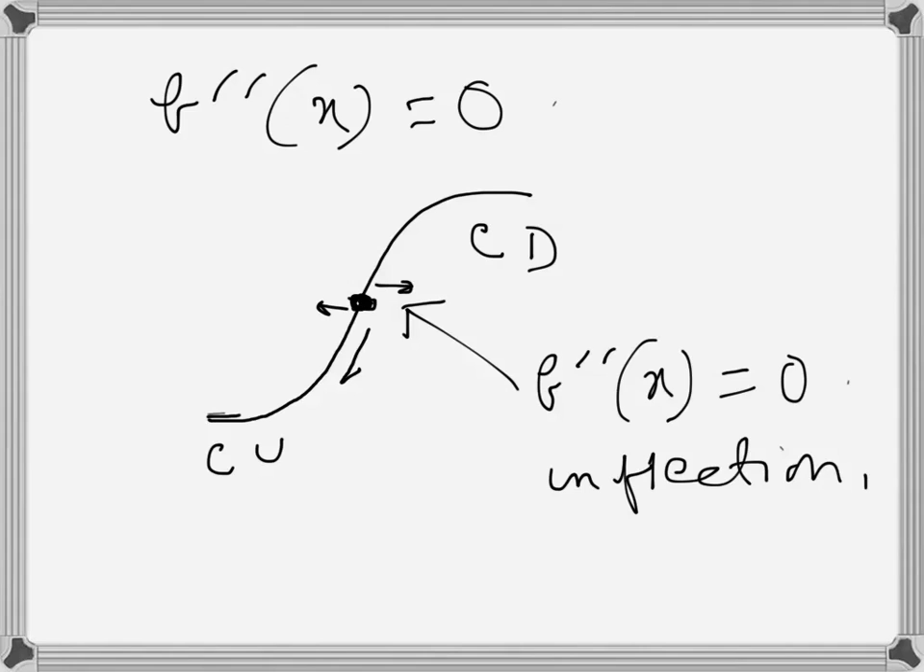Similarly, it can be another one like this. So this part is concave down and this part is concave up, and this will again be a point of inflection. So the second derivative will be 0 here. So it's just the basics, I will try to do some examples soon.